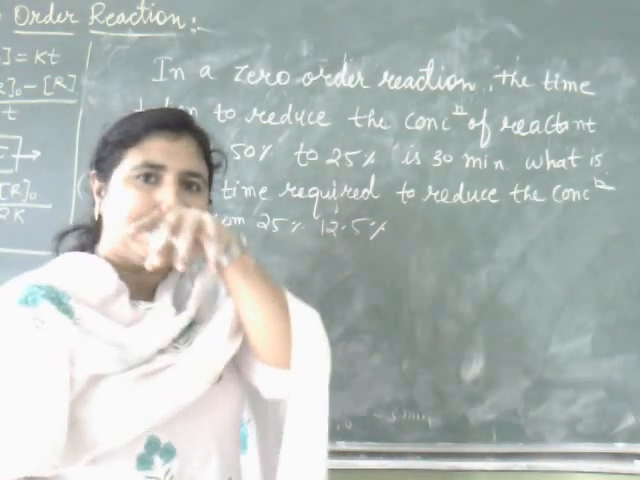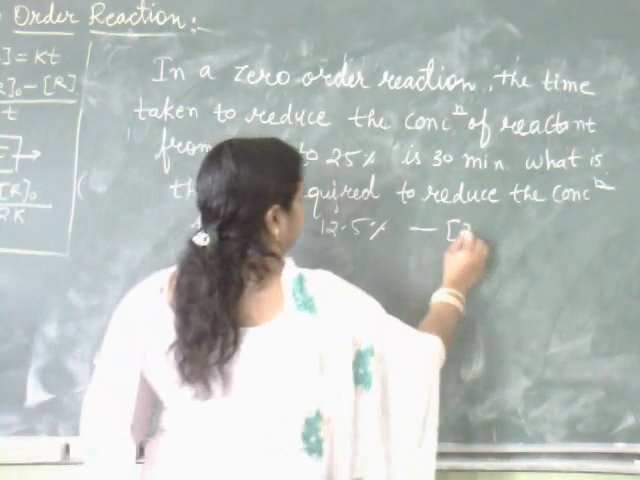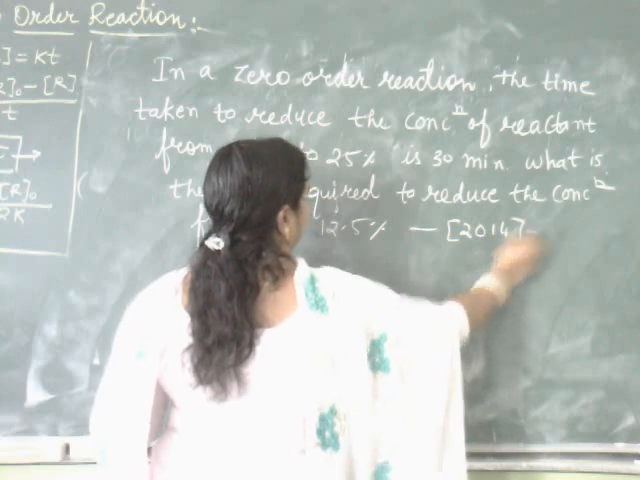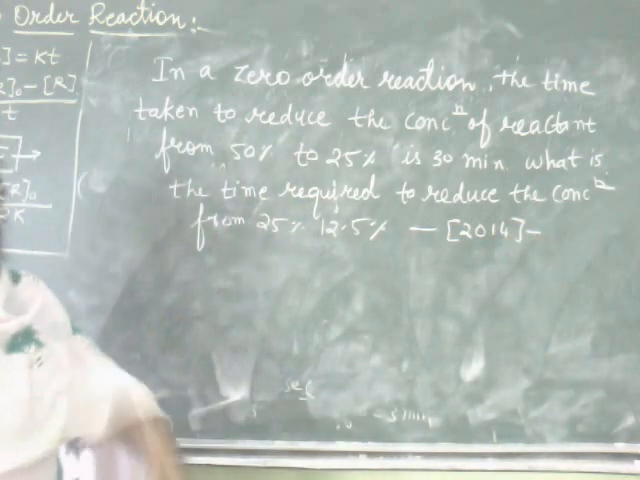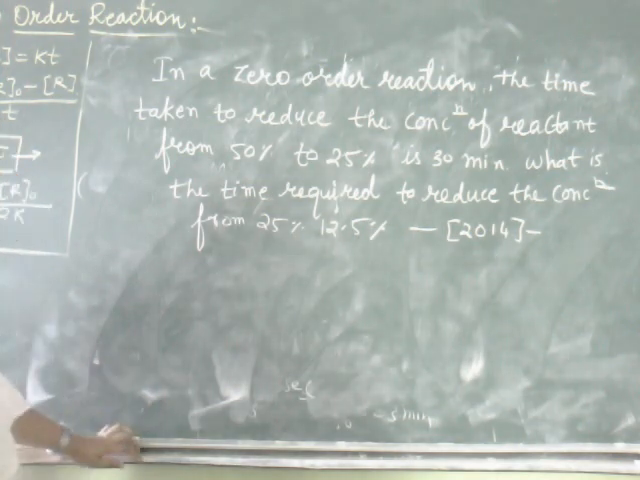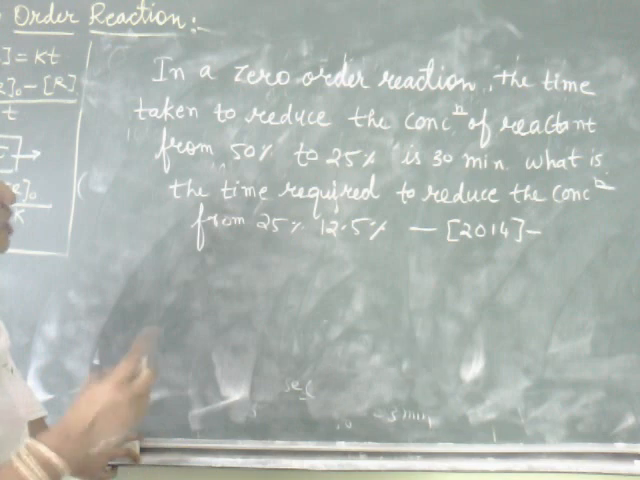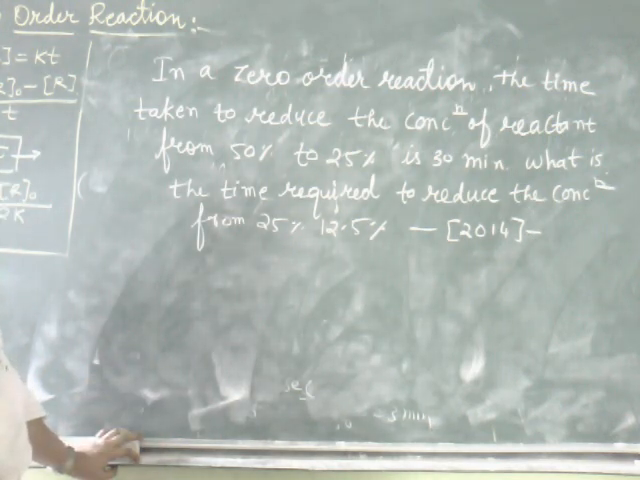25% to 12.5%. Okay, this one they asked in theory. In 2014 they asked this question, for 1 mark only. What is the question? In a zero order reaction, the time taken to reduce the concentration of reactant from 50 to 25% is 30 minutes. What is the time required to reduce the concentration from 25 to 12.5%?